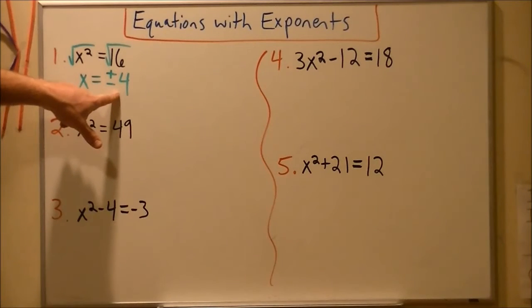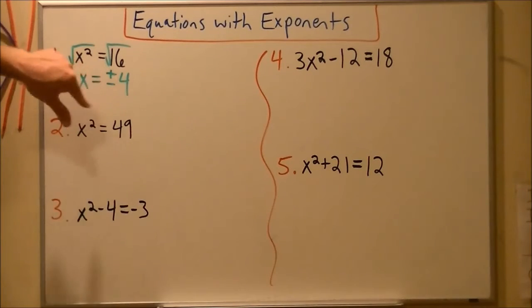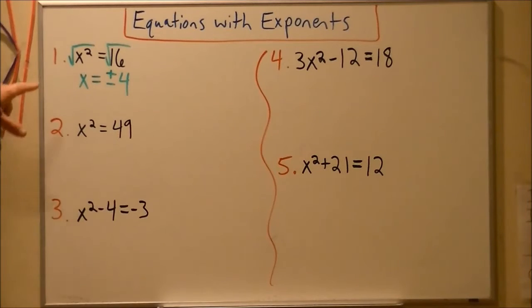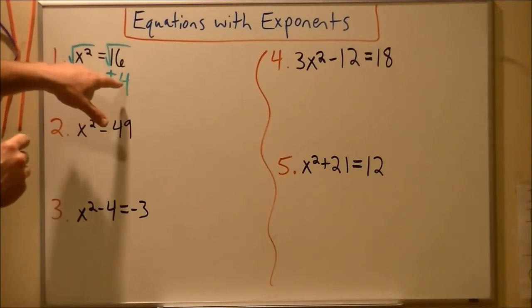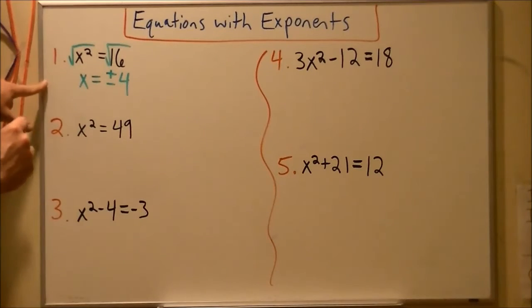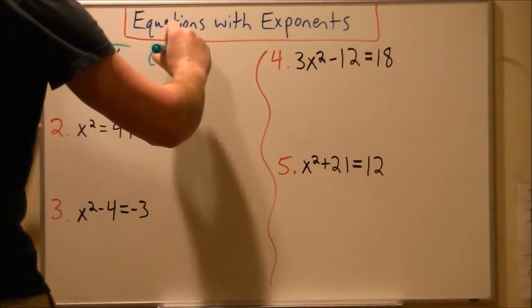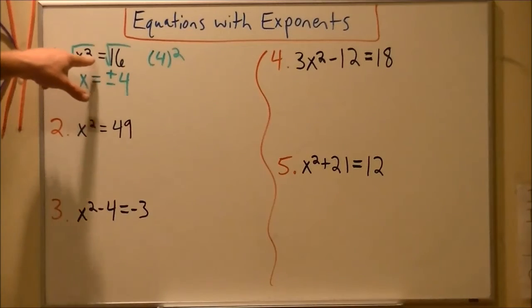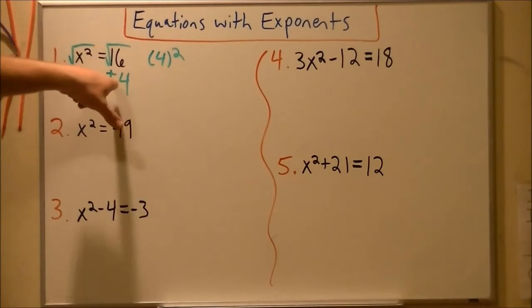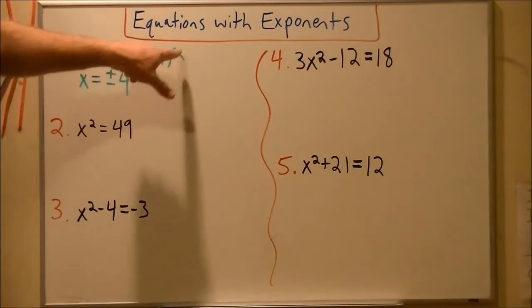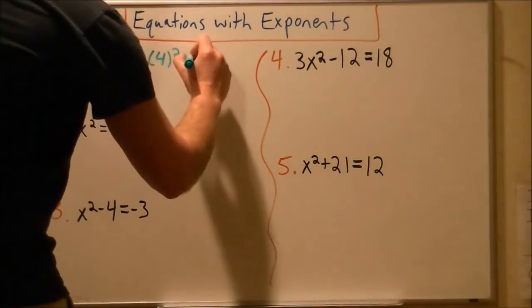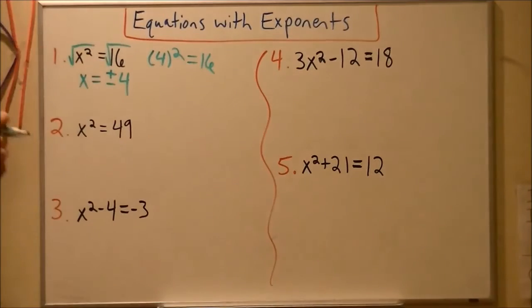Whenever you're checking an answer, you can plug it back into your original equation. Watch. If I put what I found for x back into the original equation, I have 4x squared, so it's going to be, instead of x, I found it to be 4, so it's going to be 4 squared equals 16. That's my original equation.